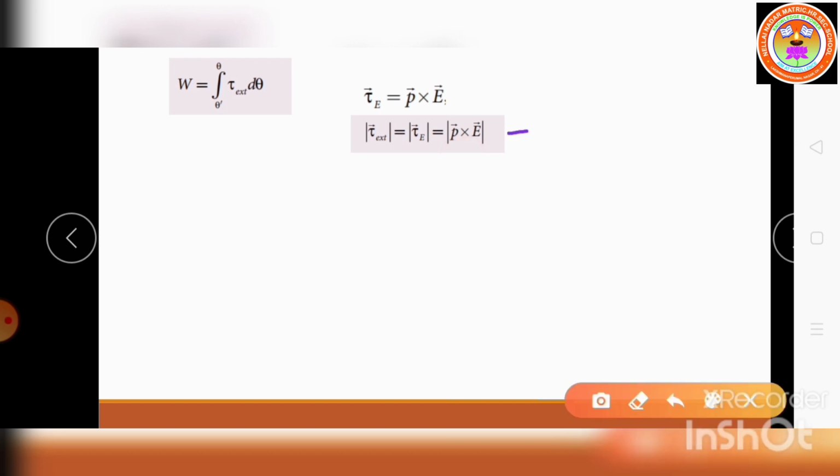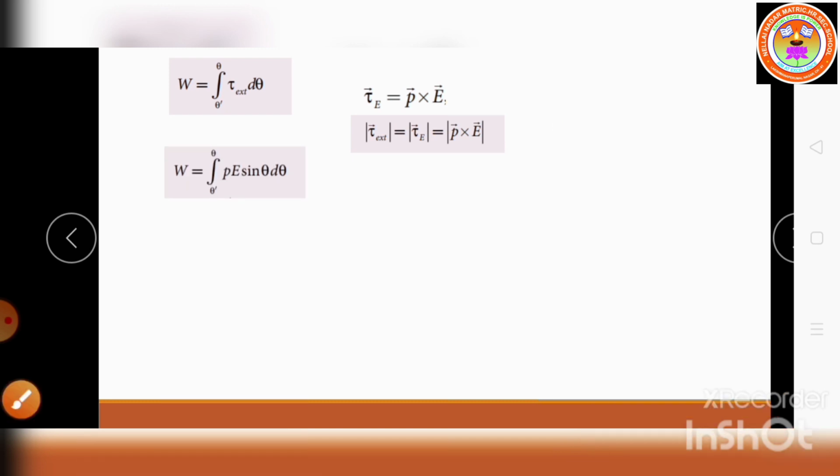We already know that the formula for external tau is equal to P vector cross E vector. Tau is a vector quantity, so we can write tau vector is equal to P vector cross E vector. If I want only the magnitude, I can write the magnitude of external torque is equal to the magnitude of P vector cross E vector. That is, we know the magnitude is equal to PE sin theta. It is the product of PE sin theta.